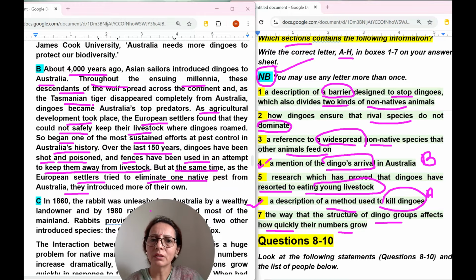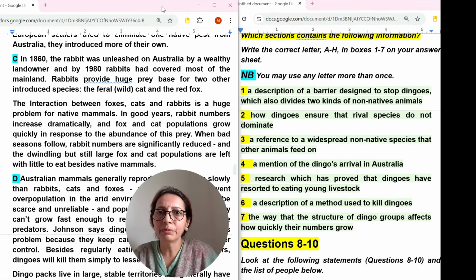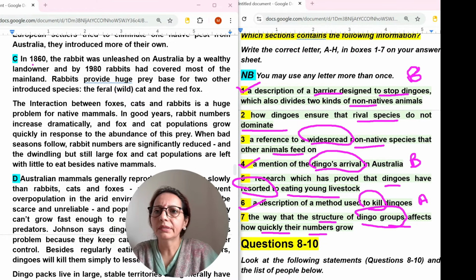But where are the non-native animals? Of course, it is clear: dingoes have been shot and poisoned, and fences have been used in an attempt to keep them away from livestock. But at the same time, so till now, I will mark B for the first one also, because it is clearly given how they stop dingoes. Description of a barrier. Barrier means fences to stop dingoes. Okay, let's move to paragraph C. Let's read C.